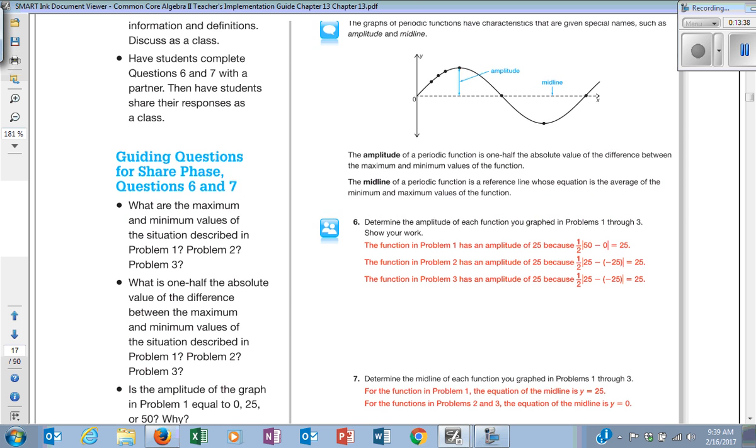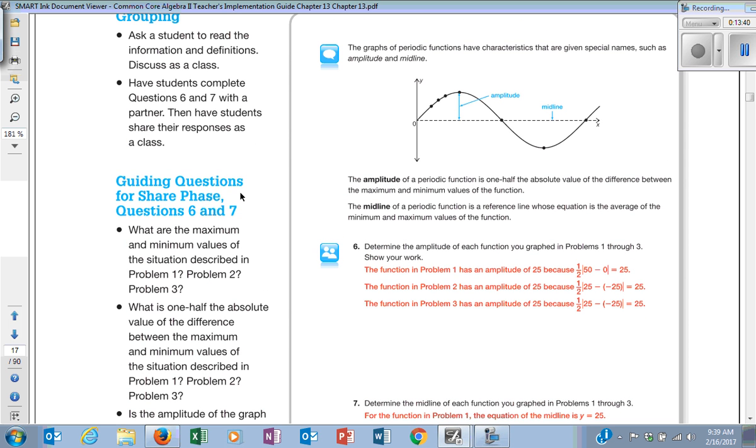All right. So amplitude of a periodic function is 1/2 of the absolute value of the difference between the minimum and the maximum value of the function. Basically, it's the distance from the peak all the way to this midline. And this midline is a reference line whose equation is the average of the minimum and maximum. So it goes right in between the peaks and the valley. The midline goes right in the middle, and the amplitude is a measurement from the peak to the midline.